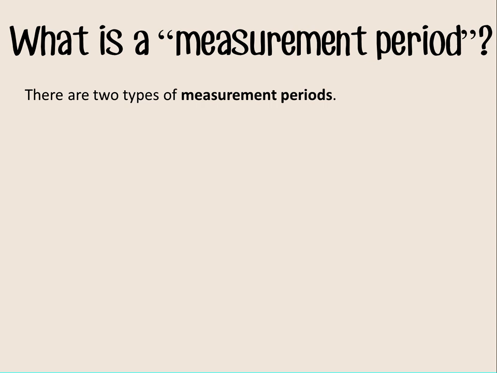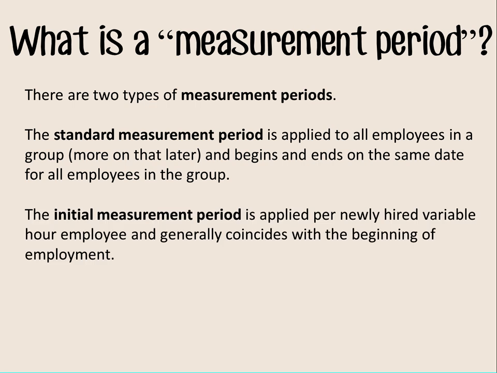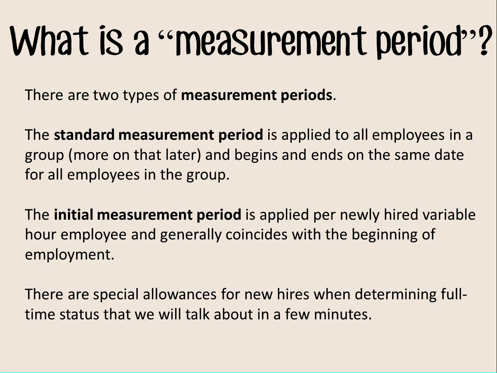It's important to note here that there are two types of measurement periods. The standard measurement period is applied to all employees in a group, and we'll talk a little bit more about how employees are grouped later, and this generally begins and ends on the same date for all employees in that group. The initial measurement period is applied per newly hired variable hour employee and more or less coincides with the beginning of their employment. There are special allowances for new hires when determining full-time status, and we'll talk about that specifically when we discuss new hires in particular.